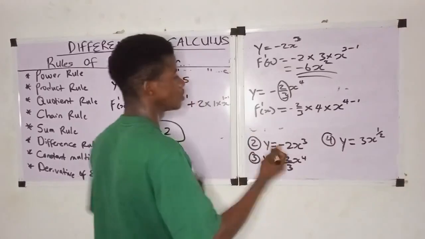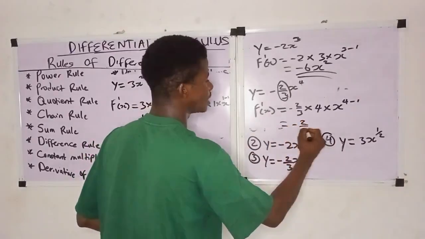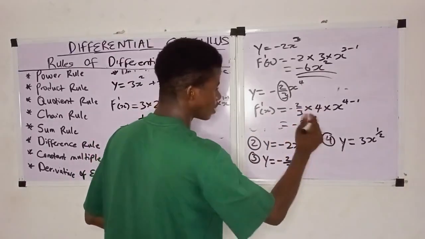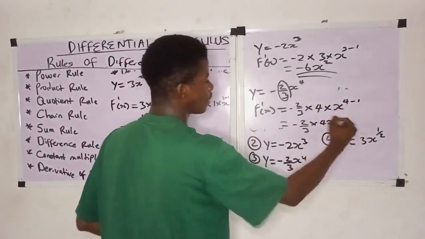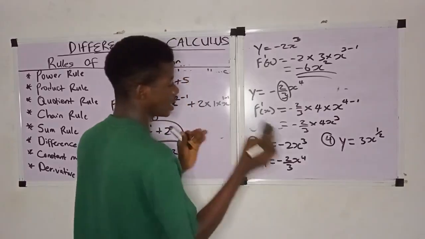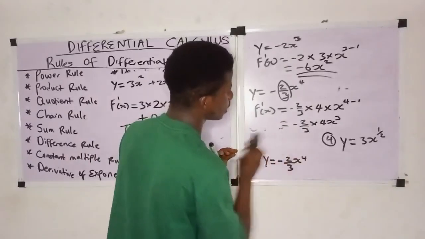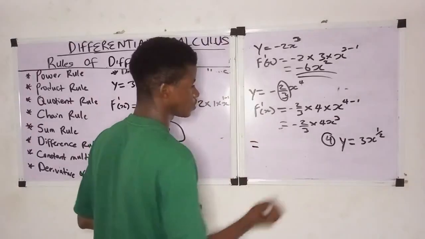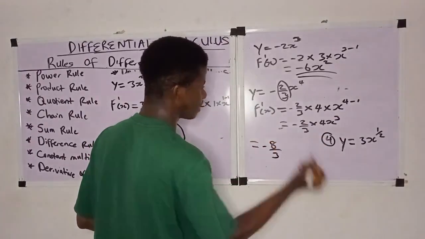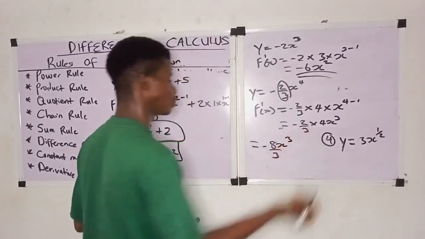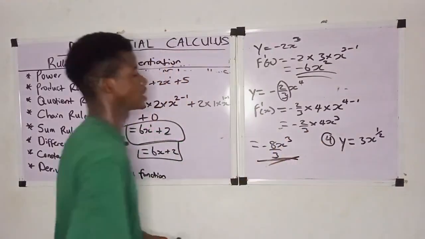So now we get something like this. Minus 2 over 3 times 4s, right? Then 4 minus 1 gives us 3, right? So we are not done yet. Let's simplify further. Okay, so equals to 2 times 4 is what? It is 8, right? Then divided by 3. Don't forget about the minus. Then s cubed. So this is our final answer.